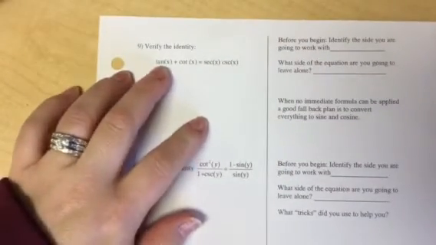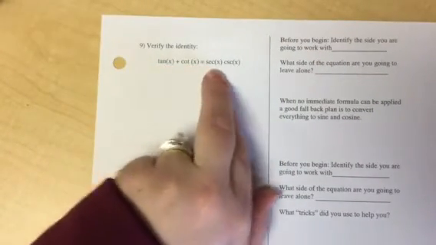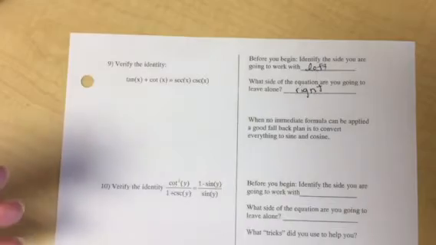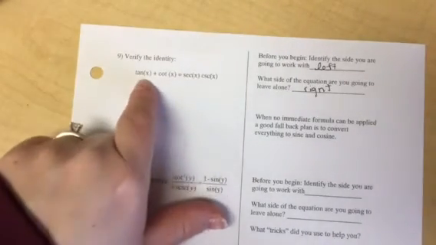Okay, number 9 says I need to verify that tangent plus cotangent is going to equal secant times cosecant. Okay, so it says over on the side, identify the side you're going to work with, what side you're going to leave alone. I'm going to play with the left side this time, and I'm going to leave the right side alone, and this is why. It is easier, generally speaking in math, speaking from experience, to make plus and minus signs, quote-unquote, go away and become multiplication. Easier than it is to take this multiplication and go back to addition, generally speaking.